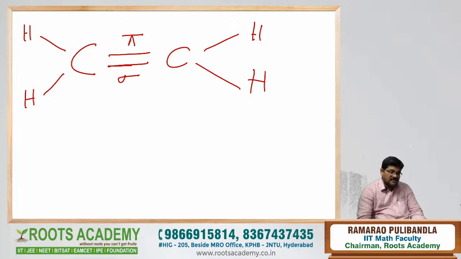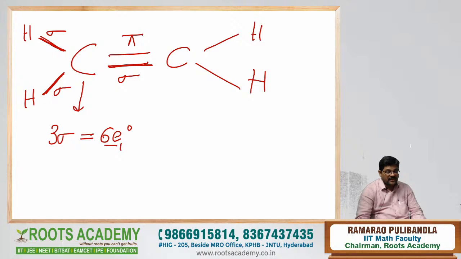In the double bond, one is a sigma bond. A single bond is always a sigma bond. That means this carbon has how many sigma bonds? 3 sigma bonds are there. 3 sigma bonds means 6 electrons. 6 electrons means what is the hybridization? Sp2. Therefore, in the ethene molecule, the doubly bonded carbon is sp2.